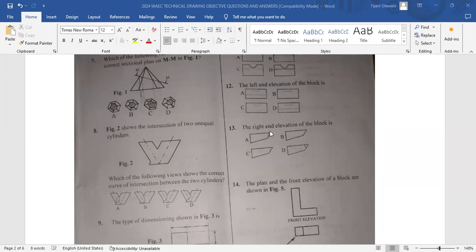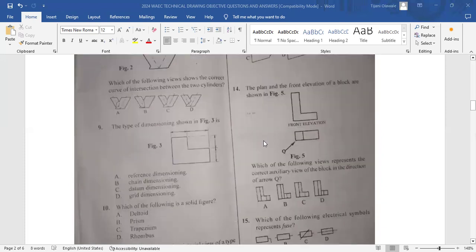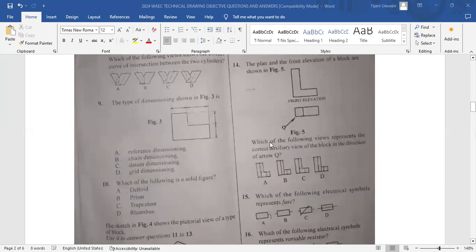All right, then question 13 says that the right-hand elevation of the block is option C. Okay, then moving to question 14, the plan and the front elevation of a block are shown in figure 5. Which of the following views represent the correct auxiliary view of the block in direction of arrow Q? So the answer is option C.